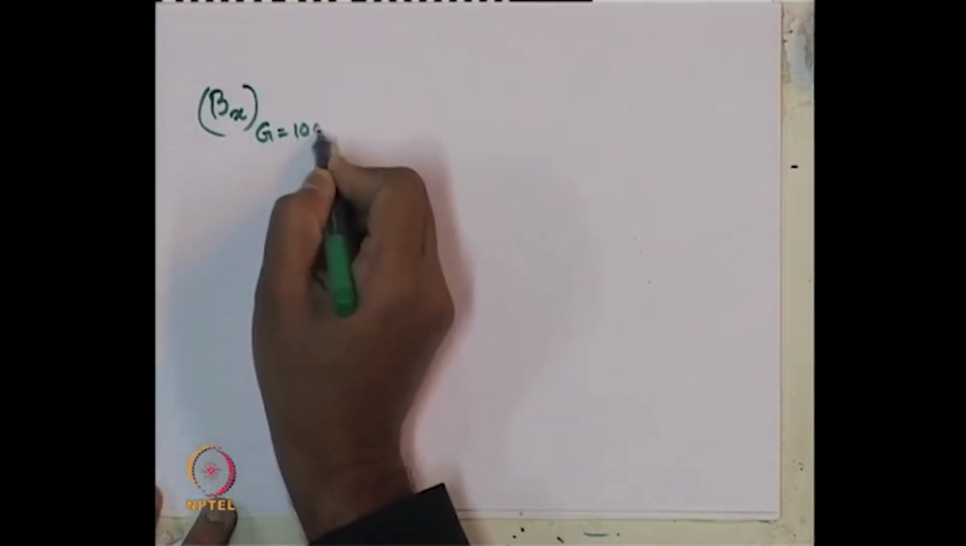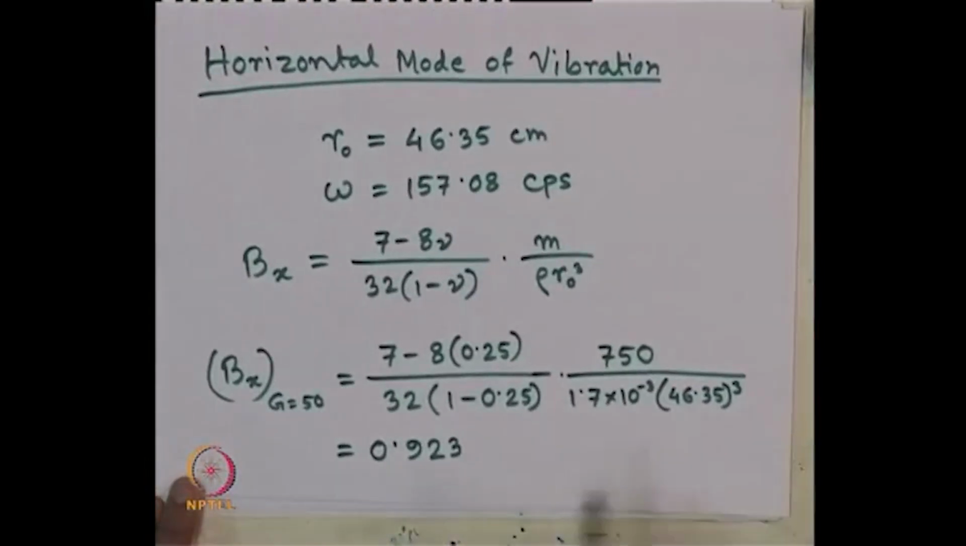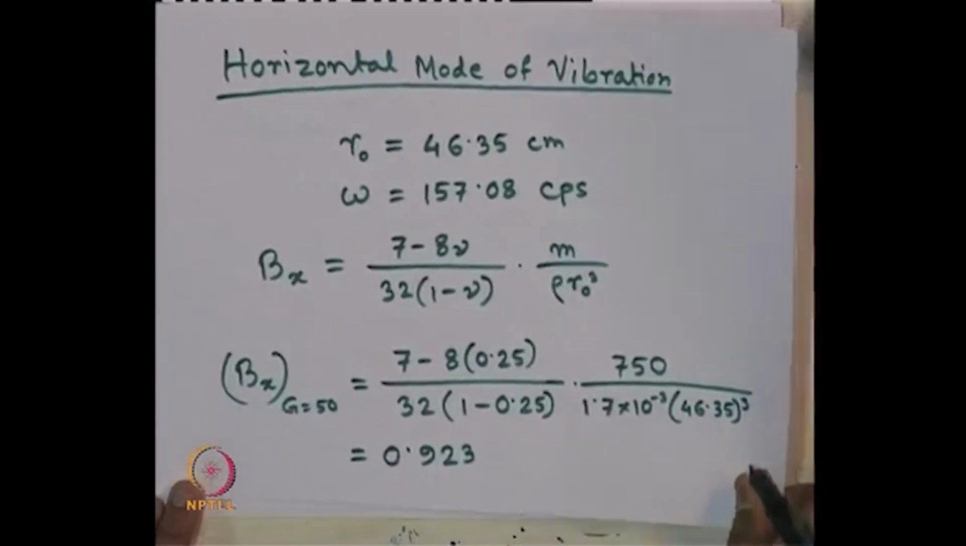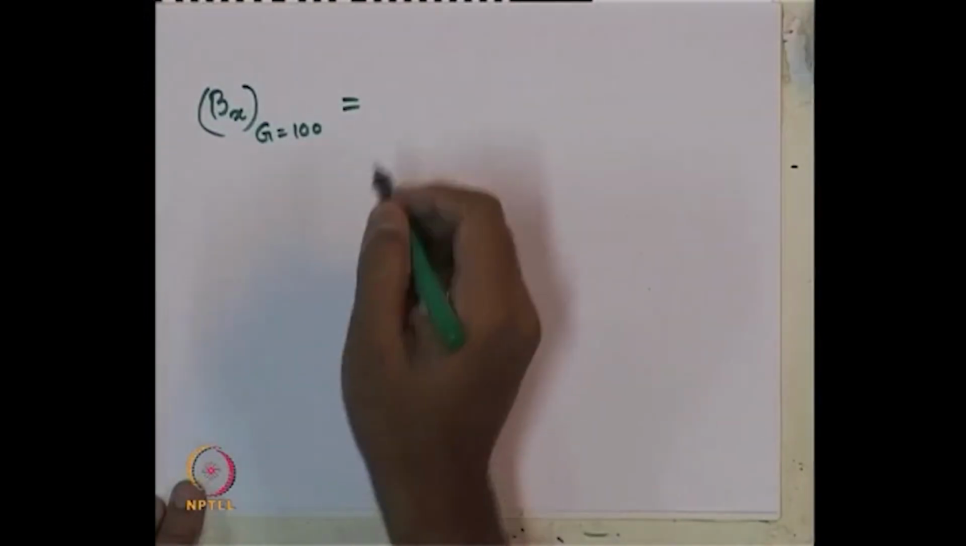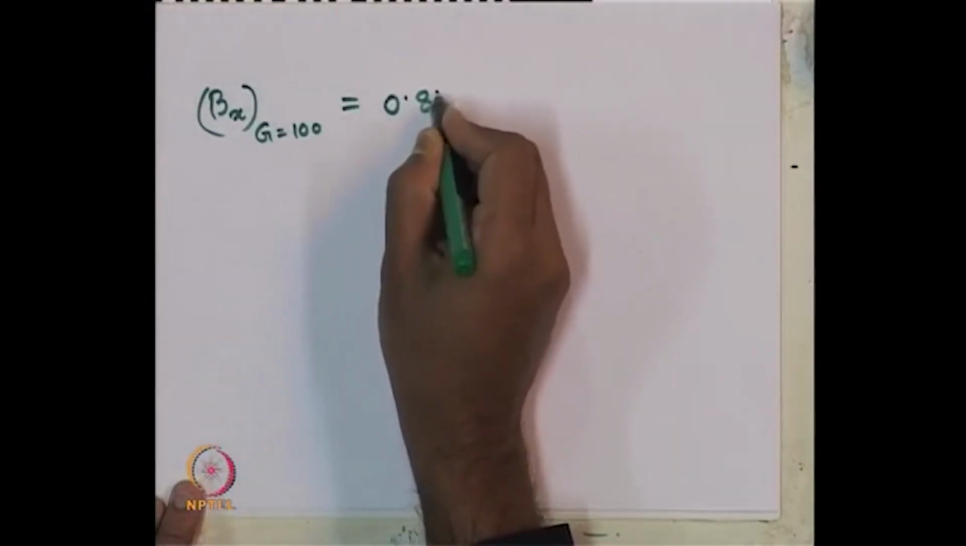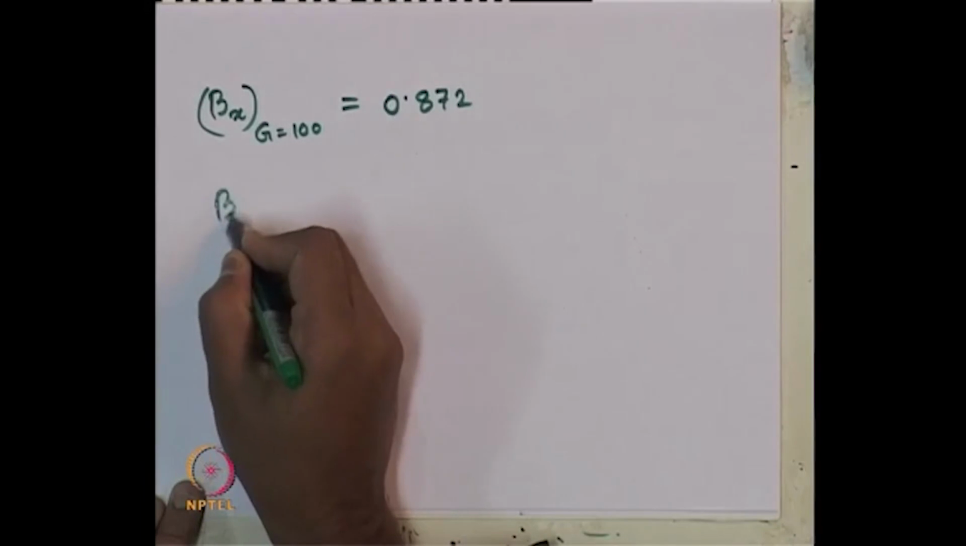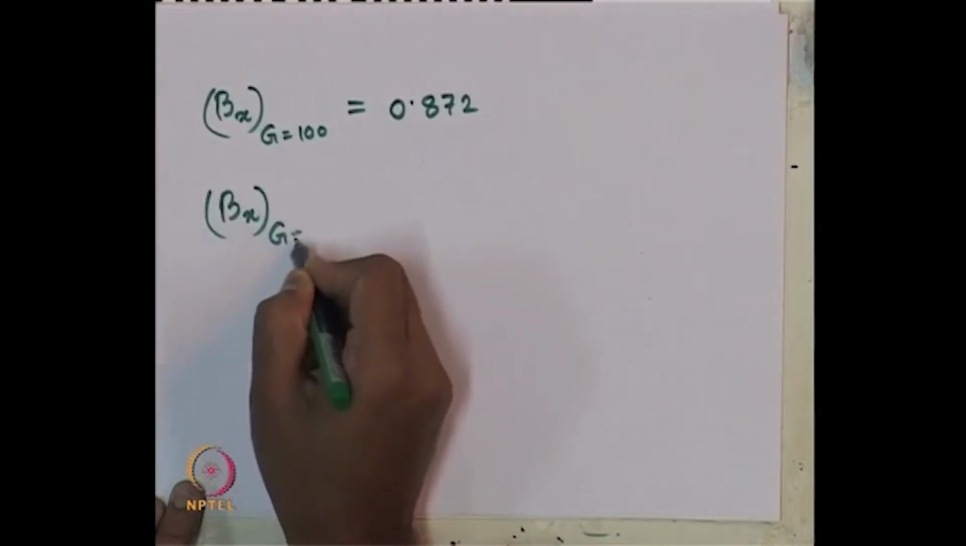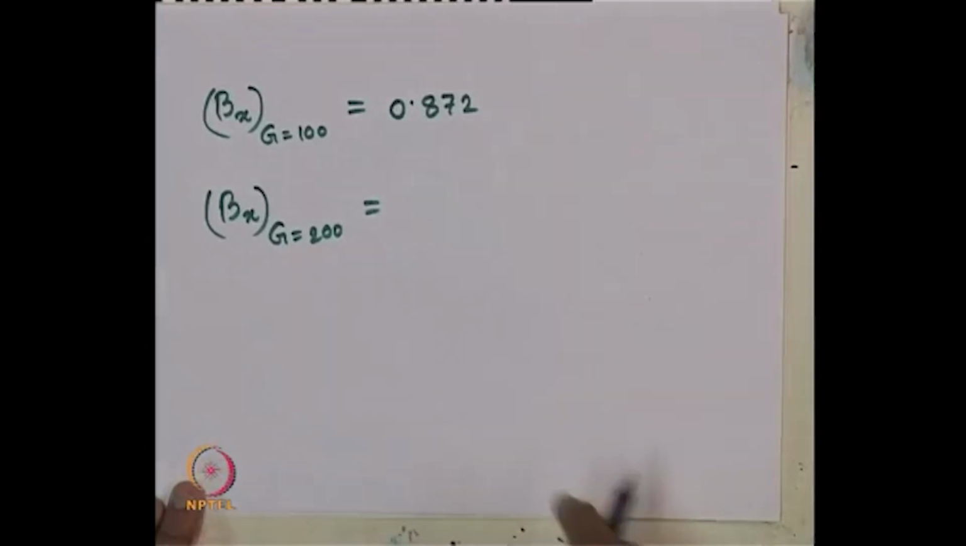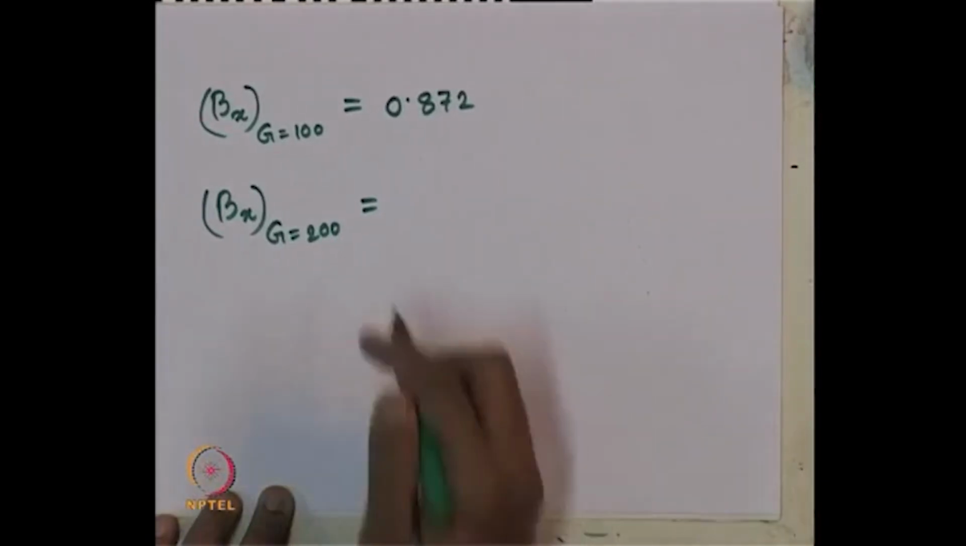Next, for the other two values of G, that is the other two types of soil, B x will be, what are the changes? Let us see here in this expression. This Poisson's ratio we are considering the same for all soil. So, this remains the same, this remains the same 750, the only change will be here, it will be 1.8 and this also remains the same. So, the only change is in the value of gamma. So, it is coming as 0.872 and B x for g equals to 200, how much? Only gamma we will be changing.